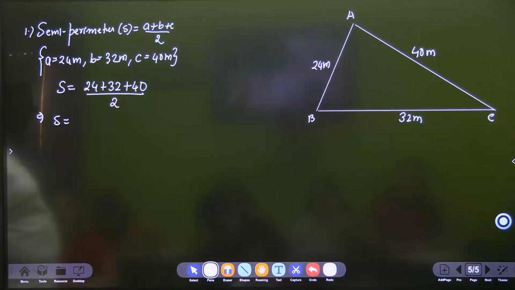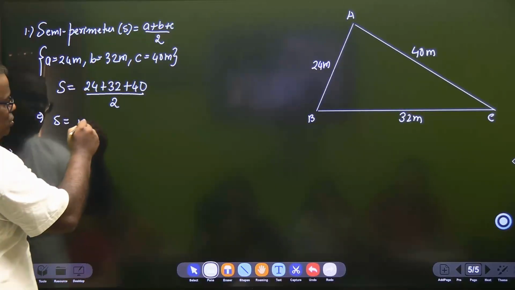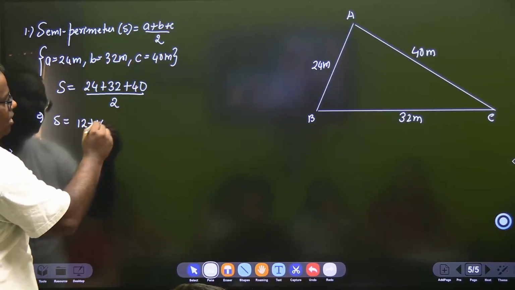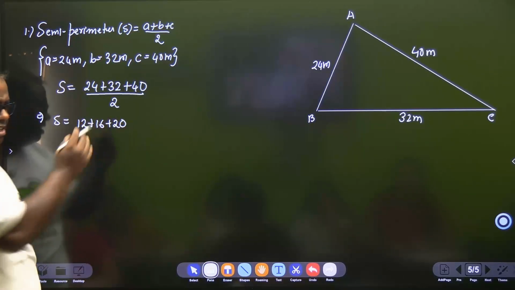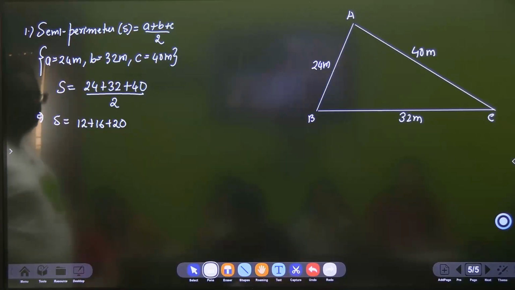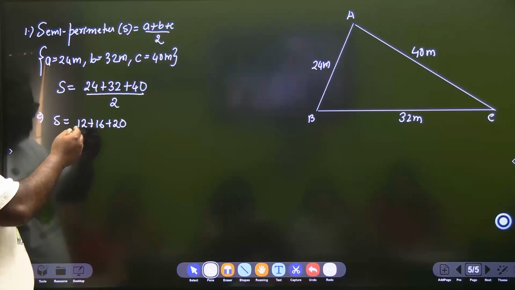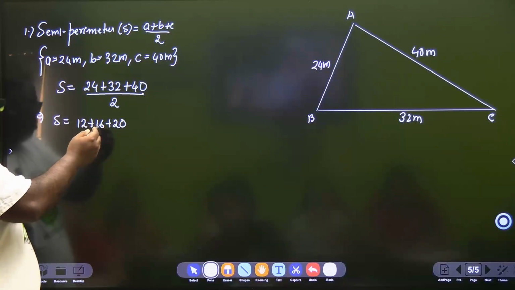All these are even numbers. At least at your level, you know 24 by 2 is 12. 32 by 2 should be how much? 16. And 40 by 2 is 20. Are the numbers easier to handle? Okay. 20 add with 10, 30. Add another 2, 32. 32 plus 10, 42. 42 plus 6, 48.